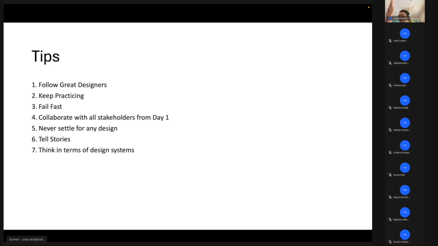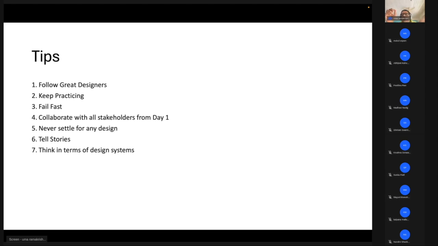The next is keep practicing, right? So there's no end point here. Like in anything else, you keep practicing, you keep getting better. Third thing is fail fast, right? Iterate faster. Don't spend too much time on getting a perfect design. Always start with assumptions. Share the assumptions with your client. Tell them, this is what you're thinking, and keep all the stakeholders in the loop from day one. If someone is going to review and approve the design, don't show them the finished product. Keep them in the loop from day one.